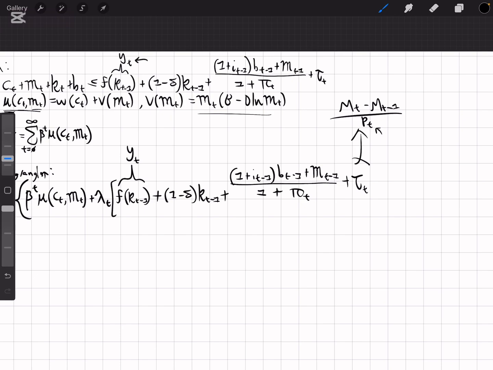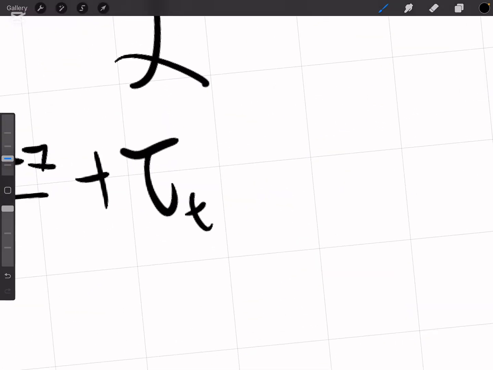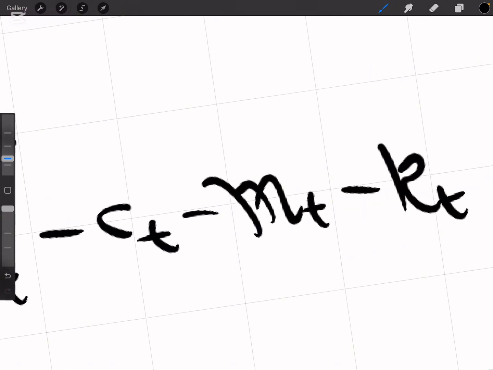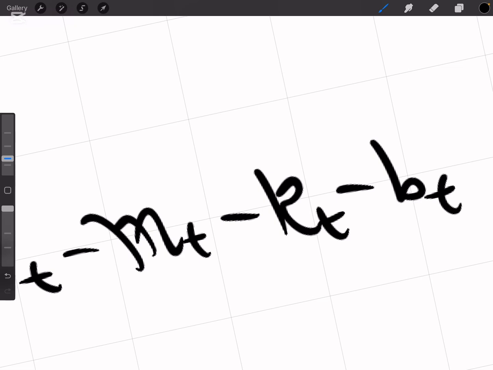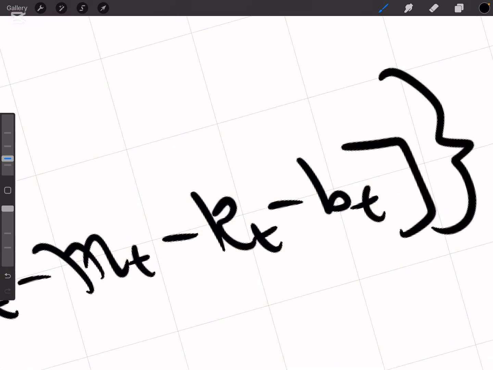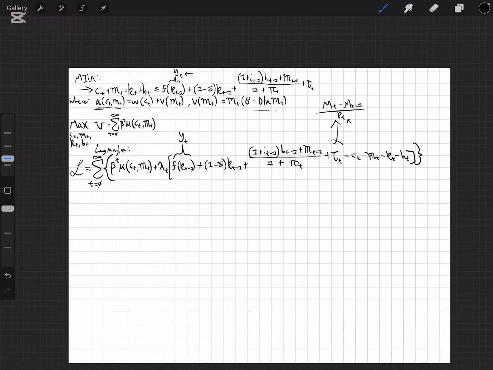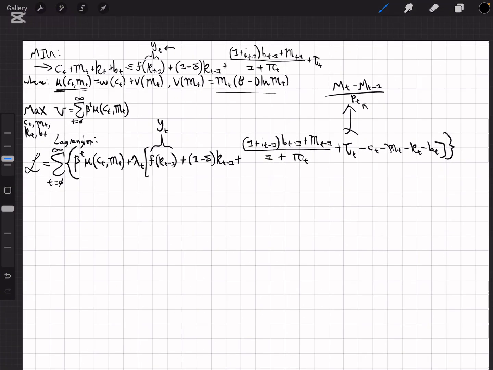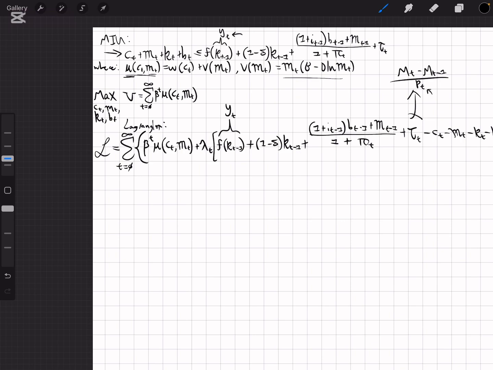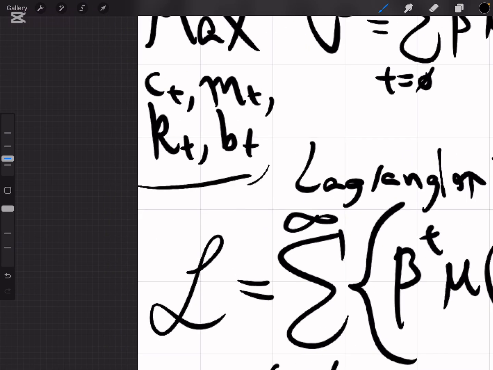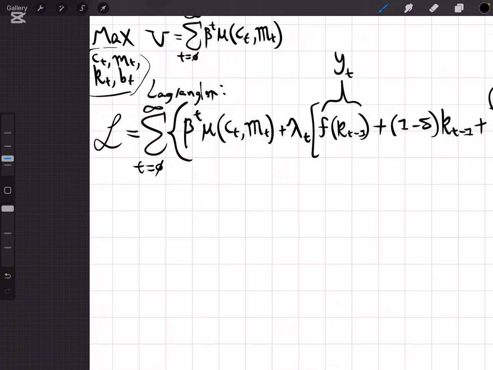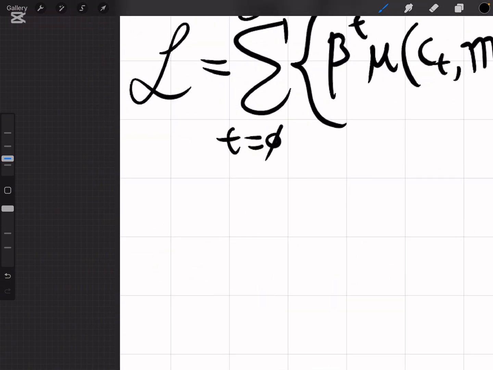So we've got this. We're not done yet because you've got to move all this other stuff over: less C_t, plus M_t, K_t plus B_t, and you just close it up. Et voila. So this is your Lagrangian, and I know it looks a little hefty, but you just don't stress about it. You've got all your things to maximize up here, so let's get right into the meat and potatoes, and that's exactly what we're going to do.